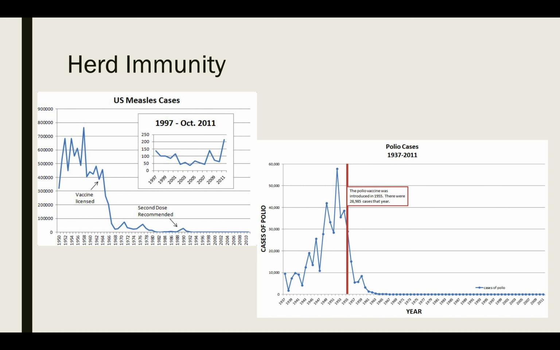All right, so talking about measles and polio, I just wanted to show some data about how effective vaccines are and how effective herd immunity is. So here we have measles, and this is from 1950 to 2010.